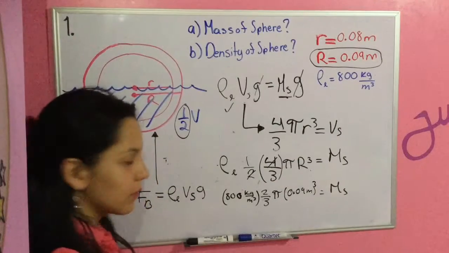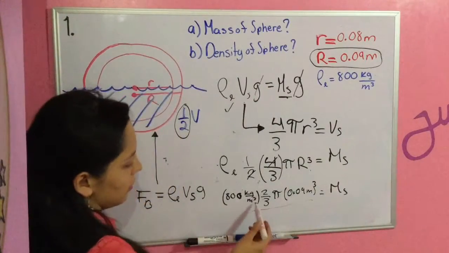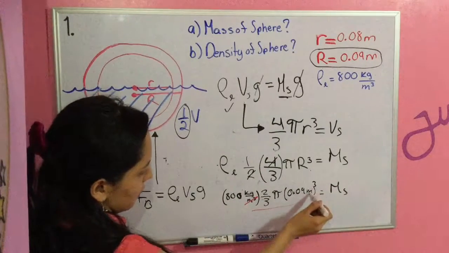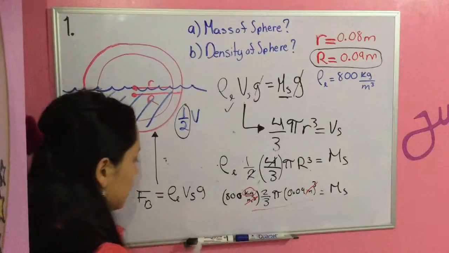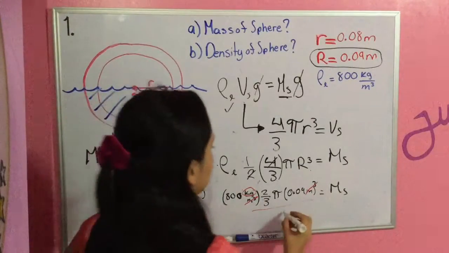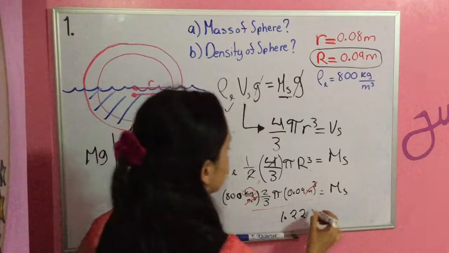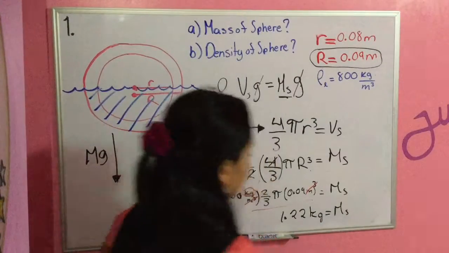And in order to prove that this equals the mass, we check the units. M to the third cancels with this m to the third, so we only get kilograms. And this might give you 1.22 kilograms is the mass of the sphere.